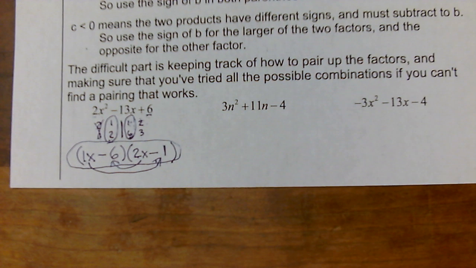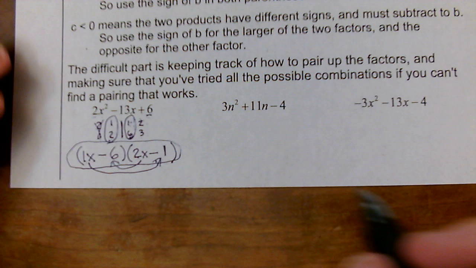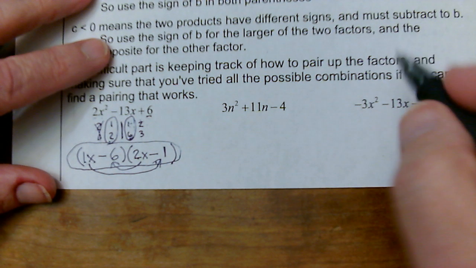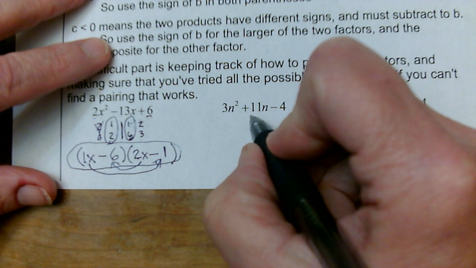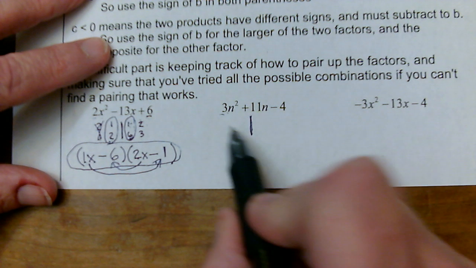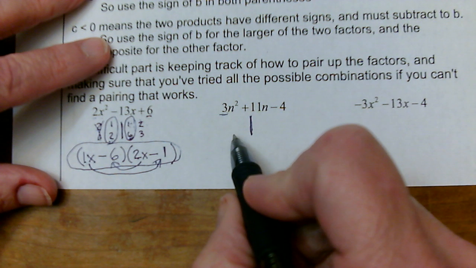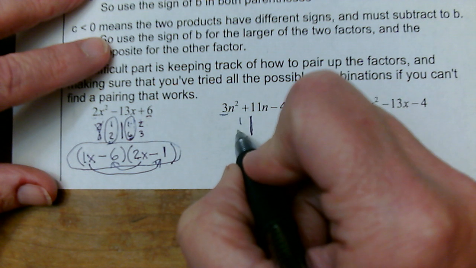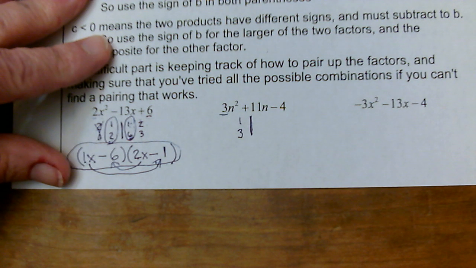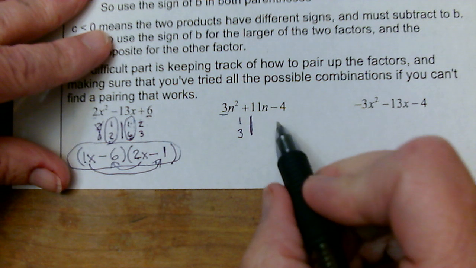Going on to the second example. It's in standard form, highest to lowest powers already. So I'm going to put my little line big enough for 2 rows. Factors of the leading coefficient go on the left side. So the factors of 3 are 1 and 3. And that's only one set of factors for that one.